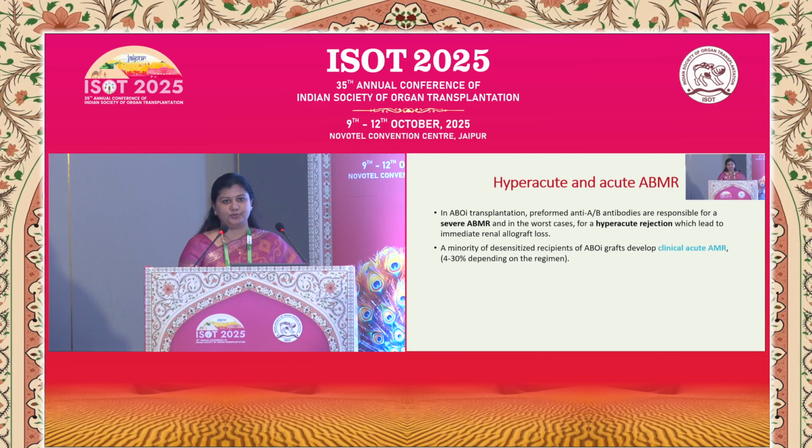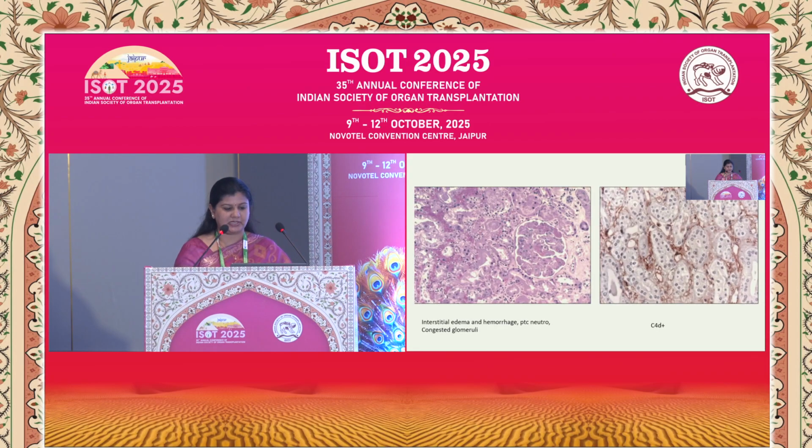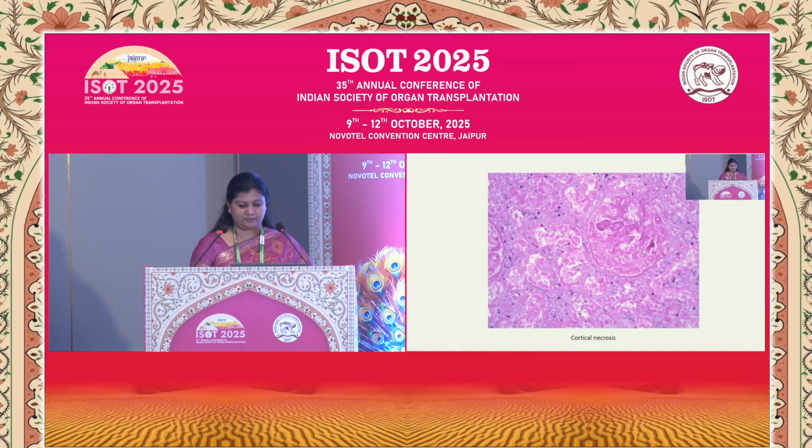So based on the clinical scenario, the graft may show either hyperacute or acute rejection. In hyperacute rejection, we well know that the kidney grossly will become swollen, mottled, and cyanotic in appearance, and it can also show areas of cortical necrosis. On microscopy, we have lots of acute injury, represented in the form of massive interstitial hemorrhage and areas of interstitial edema, and the glomeruli will be congested and will also show some degree of necrosis. C4d staining will be positive. Then we can get areas of cortical necrosis.